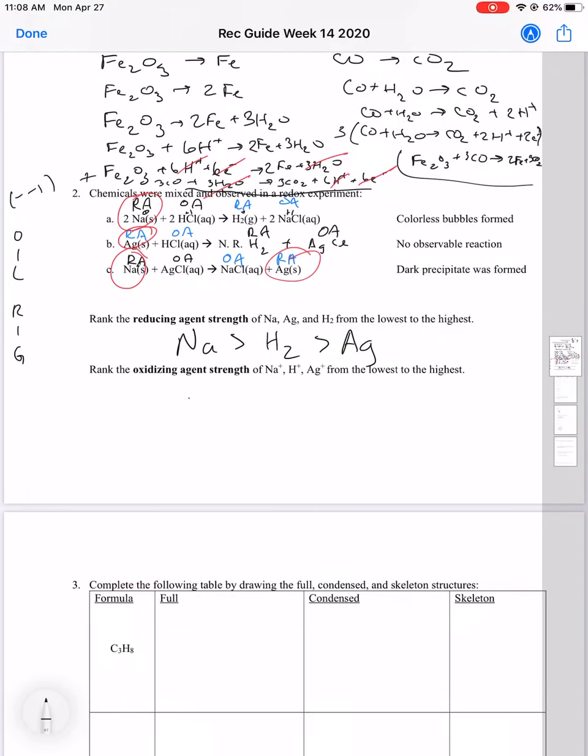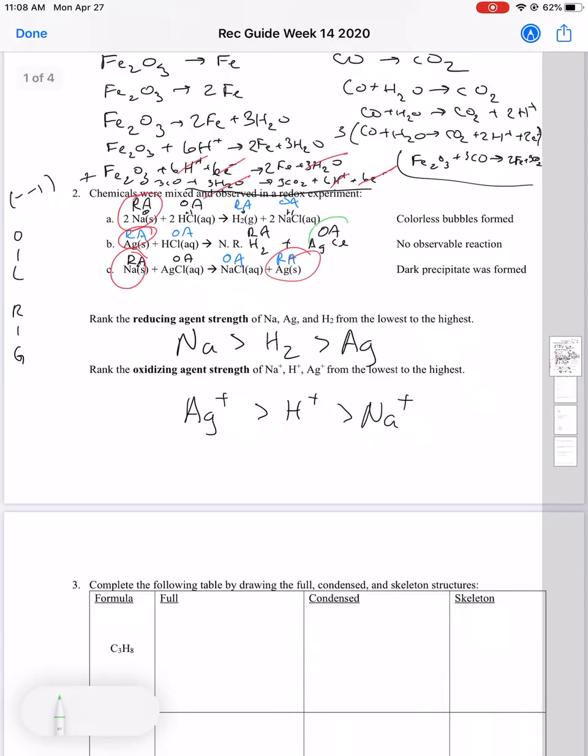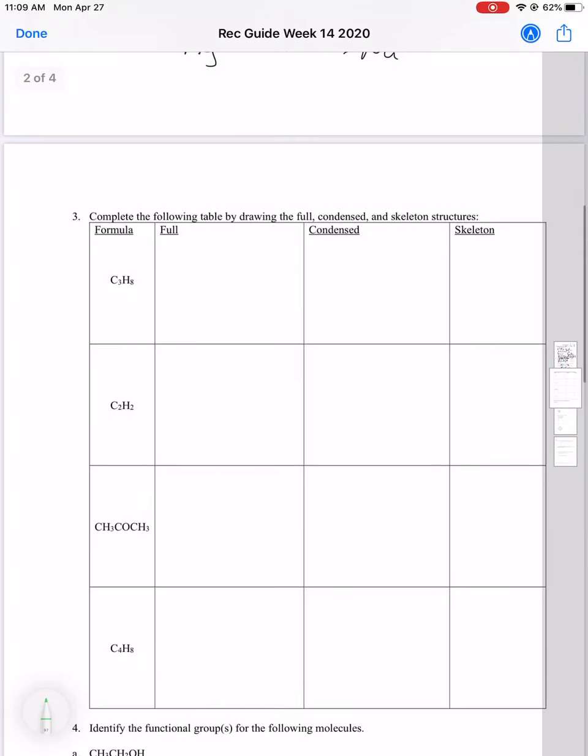Then our oxidizing agent is going to be the exact opposite. And again, you can see that anything with Ag plus is always going to be a strong oxidizing agent, whereas anything with Na plus is always a weak oxidizing agent. And there we go.